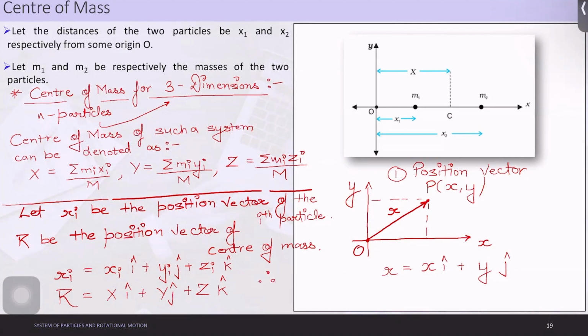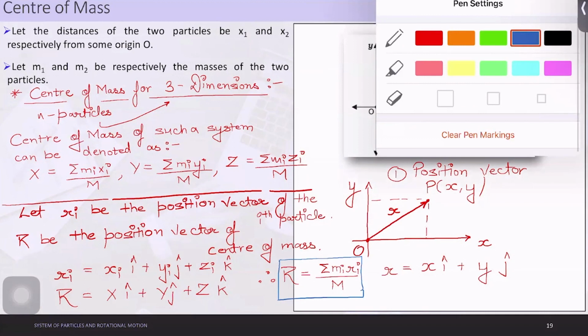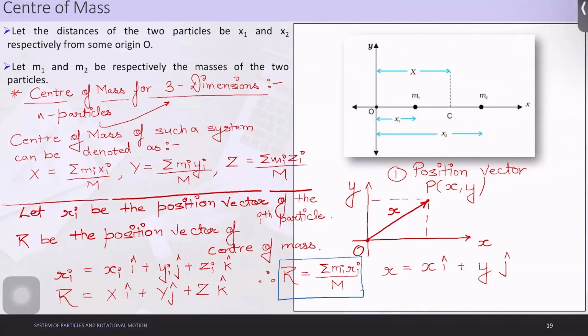Therefore, now we can write that this capital R is nothing but equal to summation MI upon capital M. Right? So in the vector form, we can write it like this. Because we know, just using this implementation, there is nothing new here. Just this implementation is being written in the vector form.